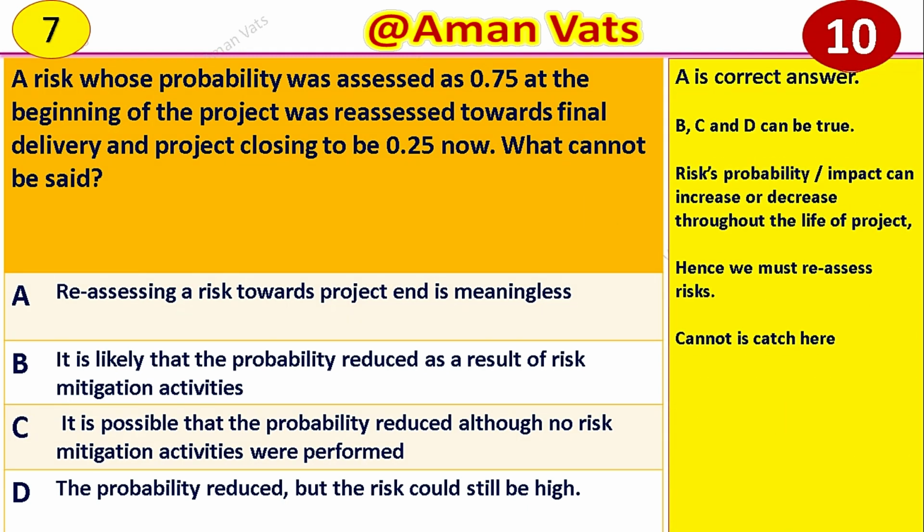And the answer is A. Because B, C, and D can be true. Here it is what cannot be said. Risk probability or impact can increase or decrease throughout the life of the project. It's not necessary that when it is really closing, it can happen anytime. Hence, we must reassess risk. So cannot is a catch here. Okay.